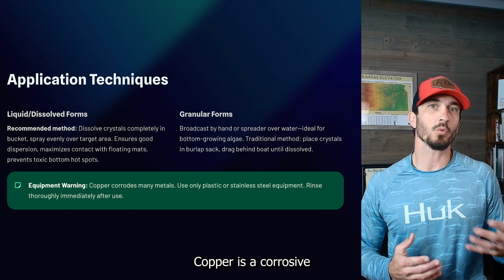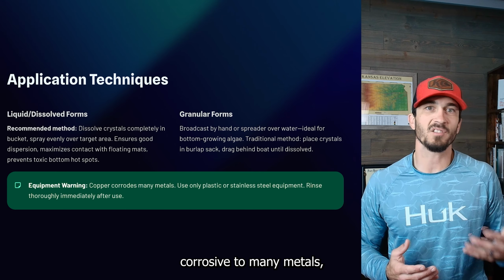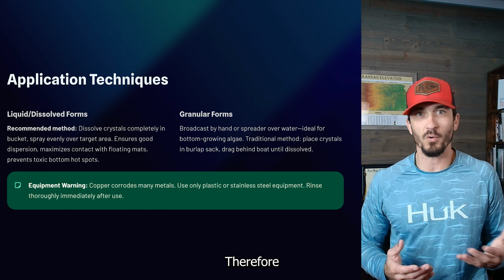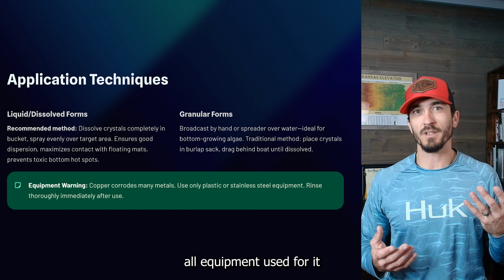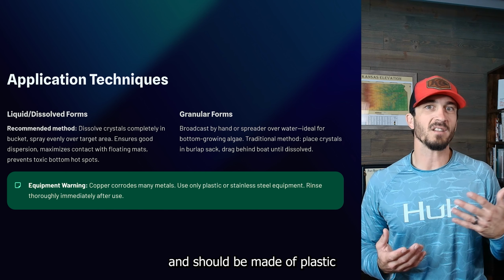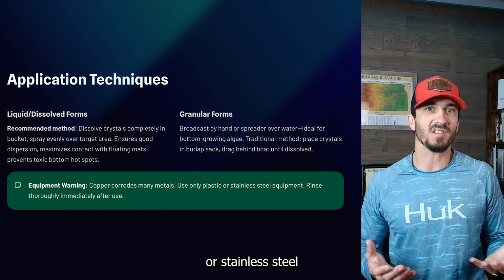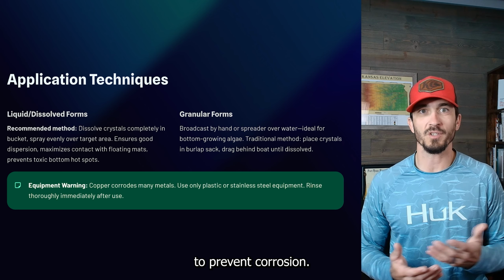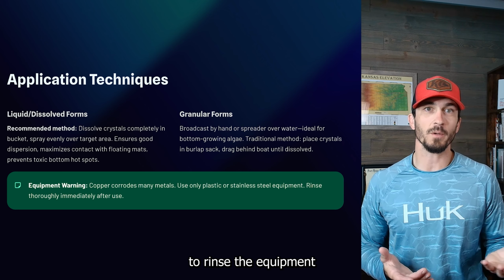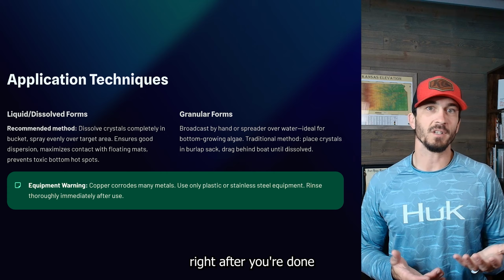Copper is corrosive to many metals, therefore all equipment used for it should be made of plastic or stainless steel to prevent corrosion. It is also critical to rinse the equipment thoroughly right after you're done using it.